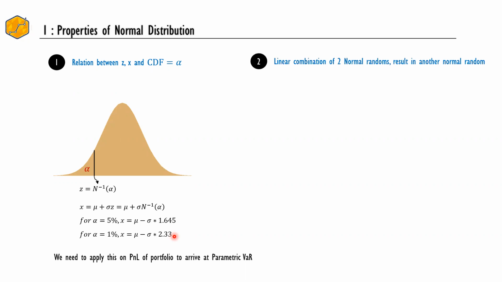Okay, the next thing you need to know is a very, very simple and powerful result that we often fail to realize. But this is extremely powerful. Linear combination of two normal randoms is another normal random. What I mean is, if you take one normal distribution and scale it up, multiply it by A, and another normal distribution, multiply by B. So A times one normal distribution plus B times another normal distribution results in another normal distribution.